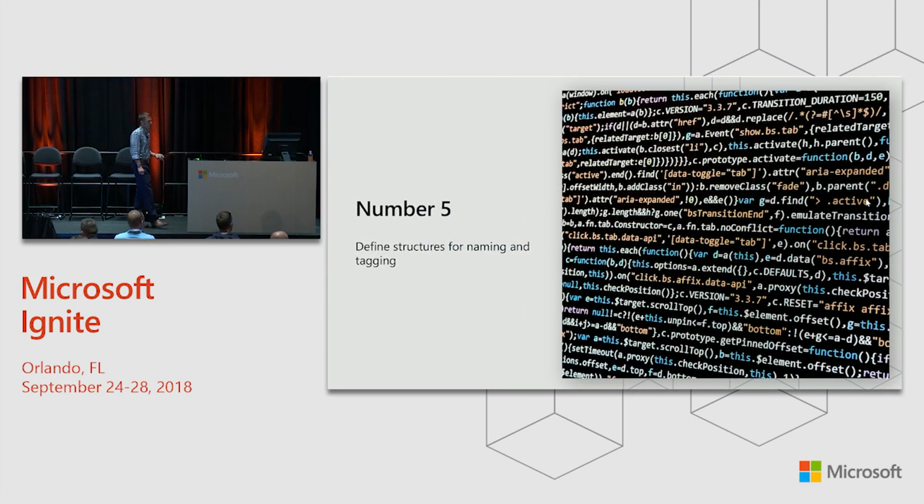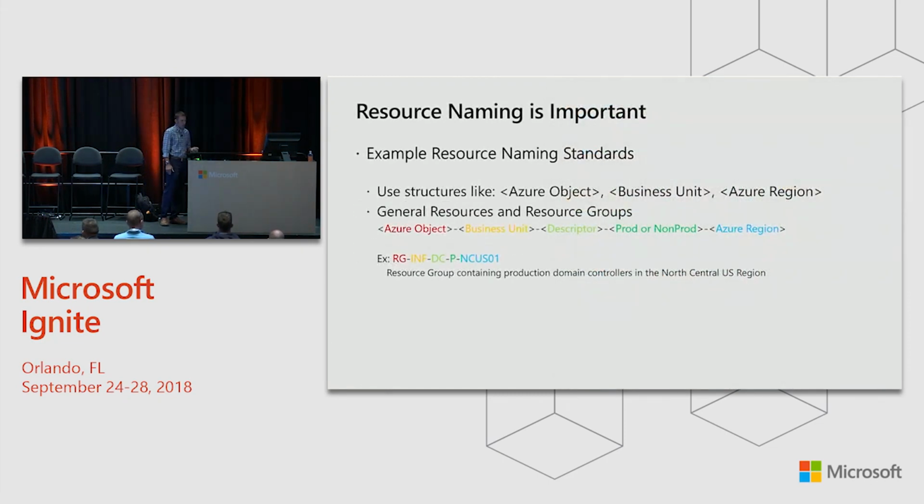All right, number 5, define structures for naming and tagging. Follow excellent resource naming standards. Put yourself in a position to be successful by using a naming standard that makes sense. I have used this naming standard pretty frequently. It's become one that I think we've used in some pretty key accounts, and it's become a very useful standard that I've used in Fortune 50 companies now. So if it can work for them, it can kind of work for anybody. So I think you'll find that this is a good structure.